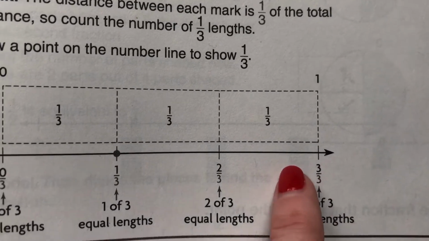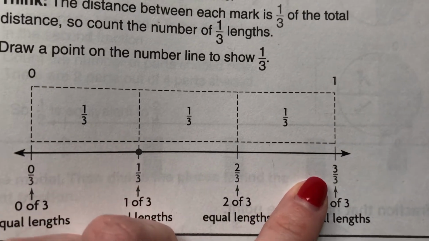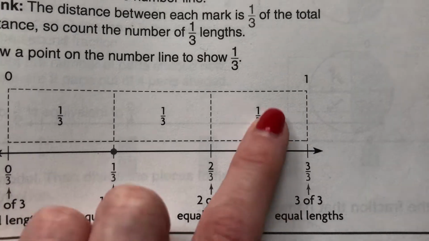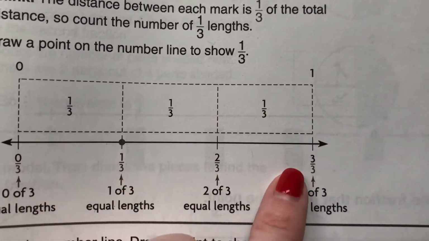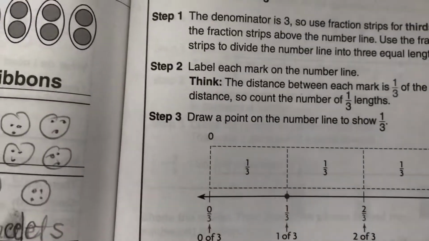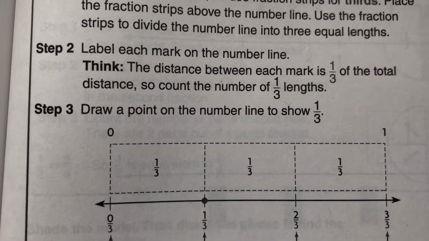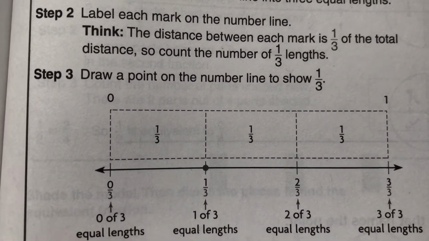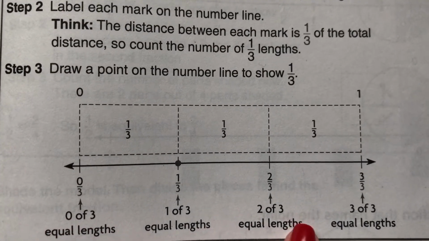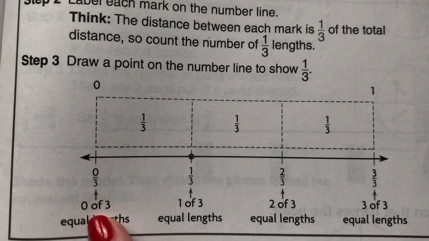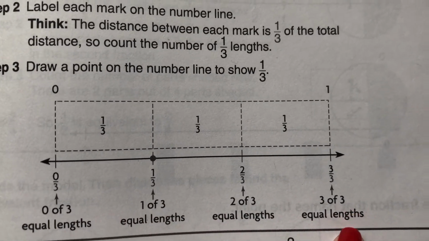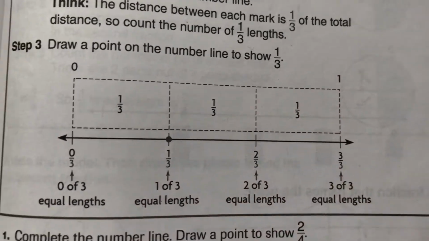Anytime the numerator, which is the number on top, matches the denominator, which is the number on the bottom, like we have here, 3 over 3, that equals 1 whole, because we have 3 parts and we have all 3 of them. Step 3, draw a point on the number line to show 1/3. So that's what they're doing under here. Equal length, equal length, equal length, each of them 0 out of 3, 1 out of 3, 2 out of 3, 3 of 3, which equals 1 whole.